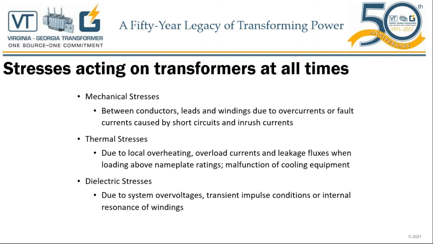Thermal stresses: that is basically the main loss of the transformer when we talk about the efficiency of the transformer. 90%, 95% of the losses in a transformer come from the core and the windings. And the thermal stresses are when something overheats due to local overheating or overload currents or leakage fluxes, when loading above nameplate ratings, or even malfunctioning cooling equipment. I'll show you a picture later on in these slides that shows this happening in real life.